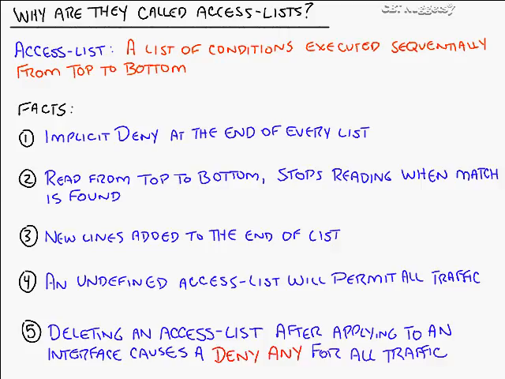Some administrators that I know actually type in a stated deny at the bottom of the access list, just so they can see it and remember when they do a show command. So by default, remember, if you don't allow access, they will be denied. Number two is that it is read from top to bottom, and it stops reading when a match is found.